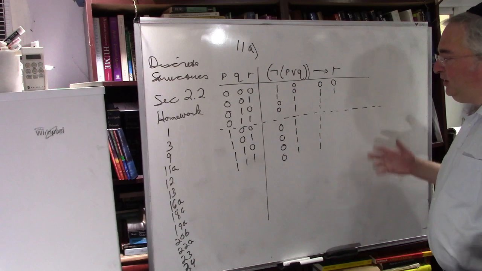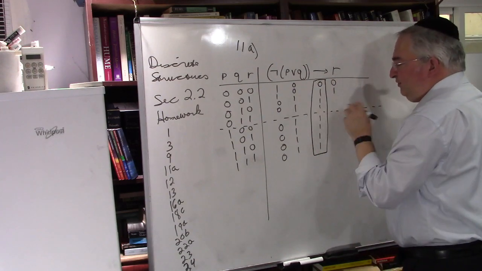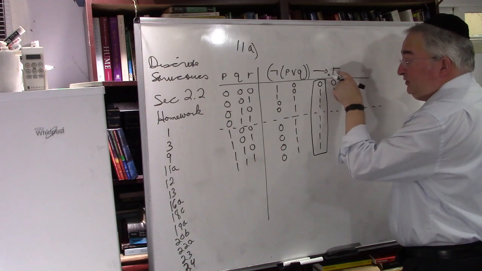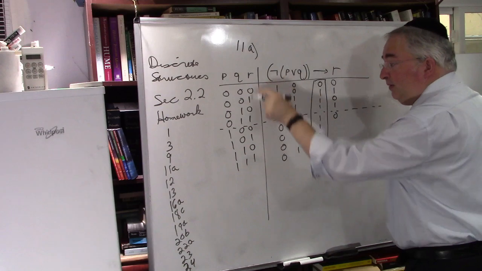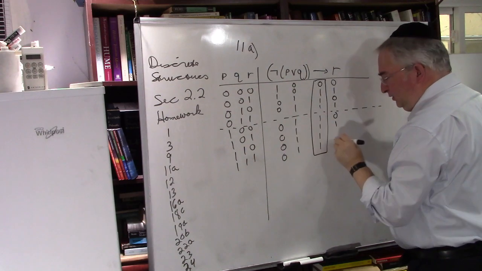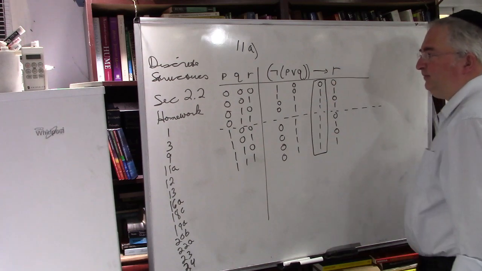0 arrow anything is 1. So that's what we have. That's the final answer. But let's just finish it off. Not 0. R is 0, 1, 0. Here I'm doing 0, 1, 0, 1. Okay, and this finishes it.